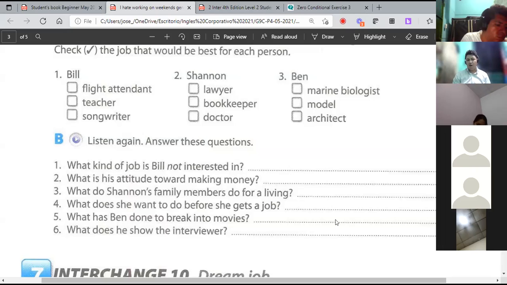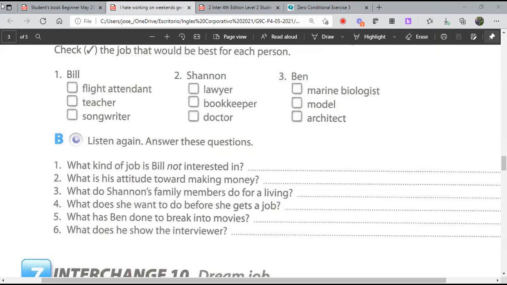If you're a lawyer, what do you have to study to be a lawyer? If you want laws, you need to go to law school, correct? Yes. So Shannon's family members work in two sectors, fields or industries. They are either lawyers or businessmen or business people. That's it. Okay. Good.